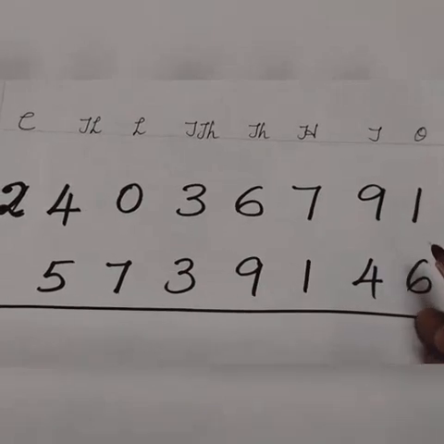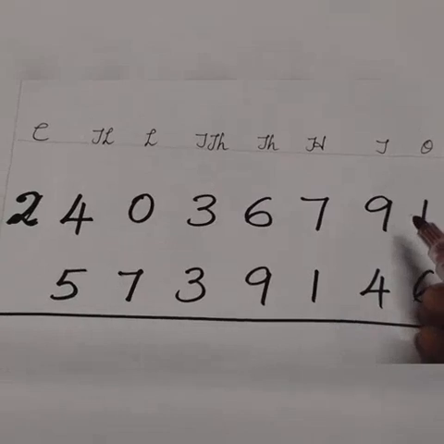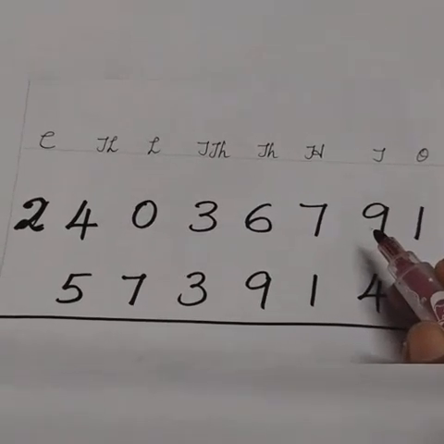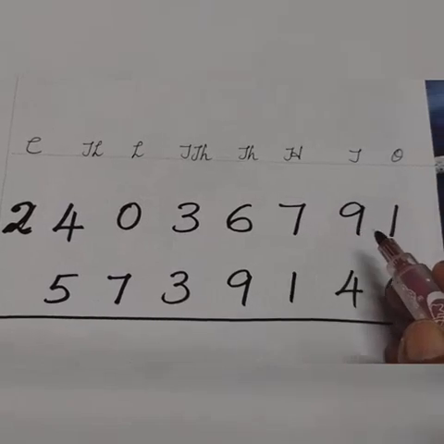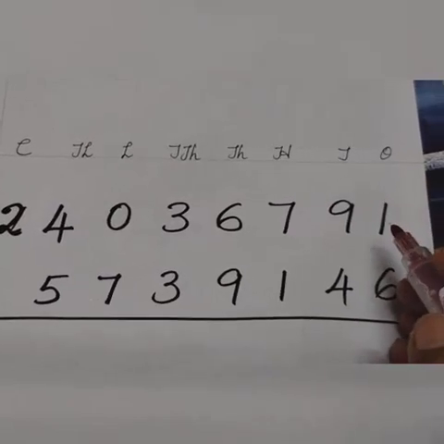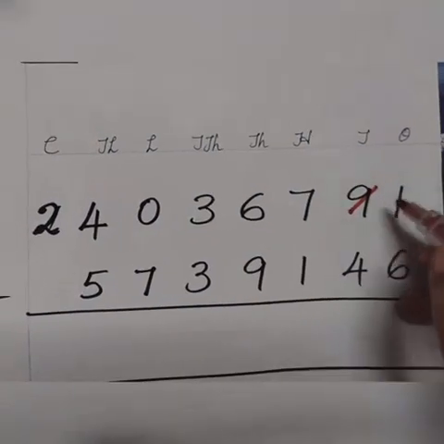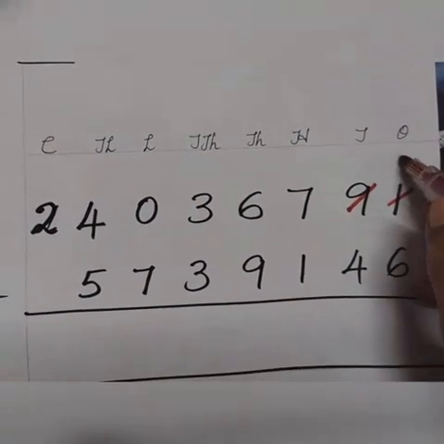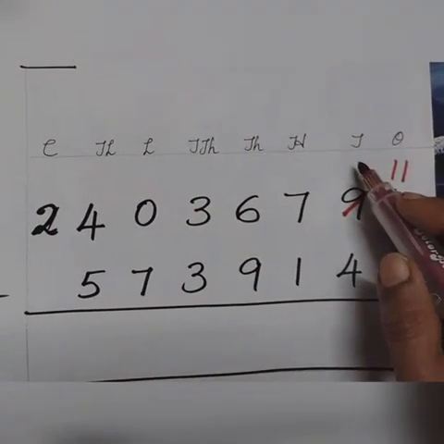Say, how much is 1 minus 6? Yes, we have to borrow from the tens place, is it not? In the tens place 9 is there. From 9 we have to borrow 1. So here 1 becomes 11, is it not? 11 is borrowed from the tens place.